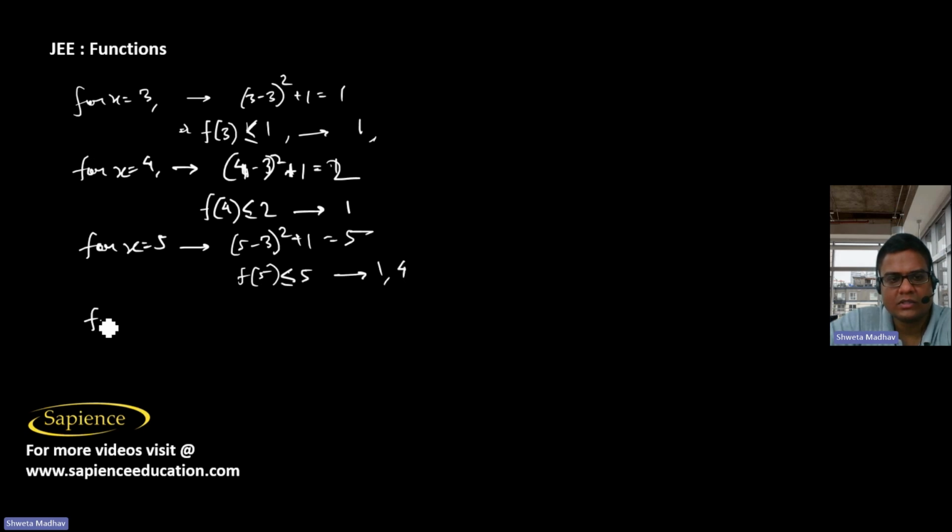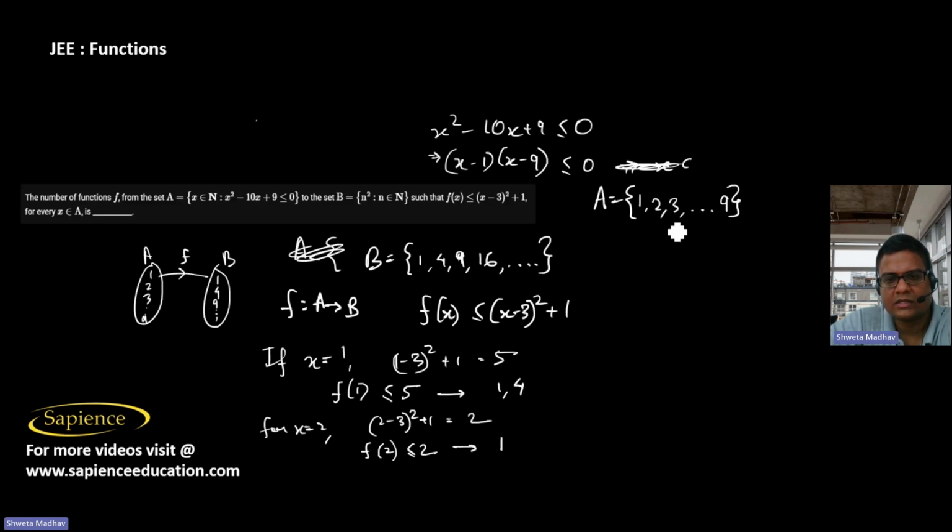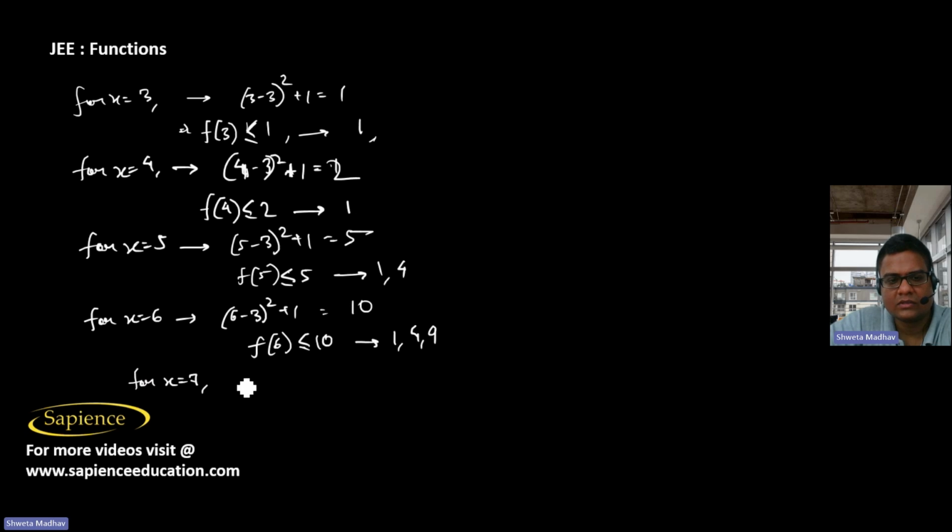1 and 4. And then for x equal to 6, it will be (6 minus 3) whole square plus 1, so that will be equal to 3 square, 9 plus 1, 10. So f of 6 should be less than or equal to 10, so it has three options, 1, 4, and 9. So for x equal to 7, since x can go from 1 to 9, it will be (7 minus 3) whole square plus 1, that is 4 square, 16 plus 1, that is 17. So f of 7 should be less than or equal to 17, so it has four options, 1, 4, 9, and 16.